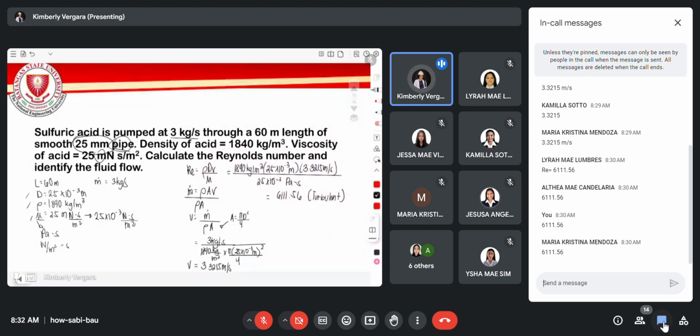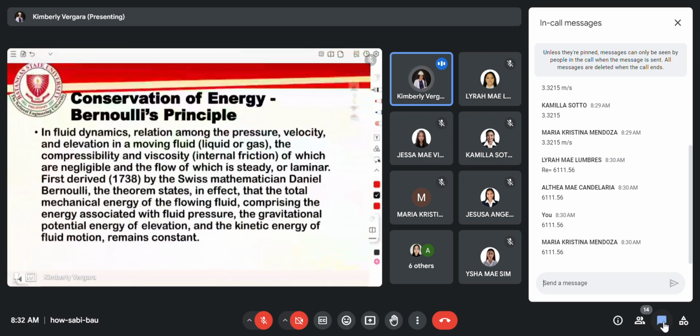Okay, so let us proceed. Next, we have the conservation of energy, or Bernoulli's principle. In fluid dynamics, it is the relation among the pressure, velocity, and elevation in a moving fluid, either gas or liquid, the compressibility and viscosity or internal friction of which are negligible, and the flow of which is steady or laminar.